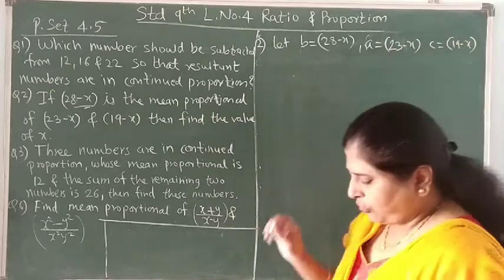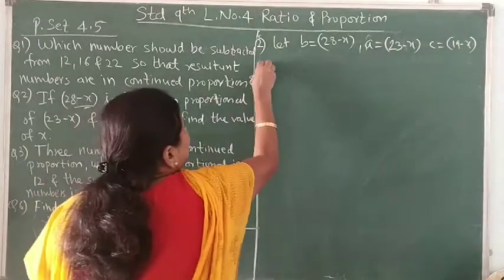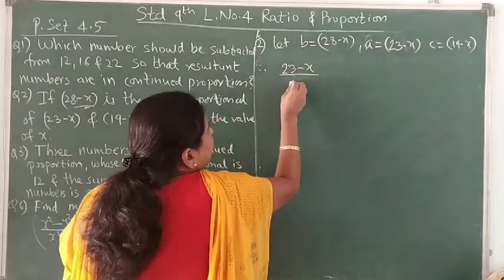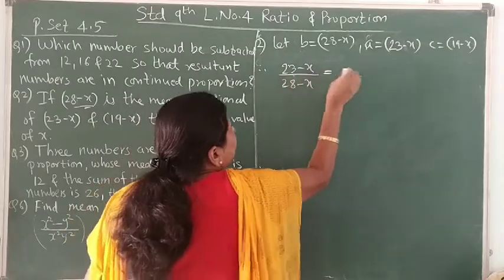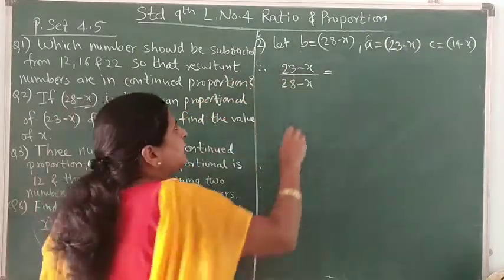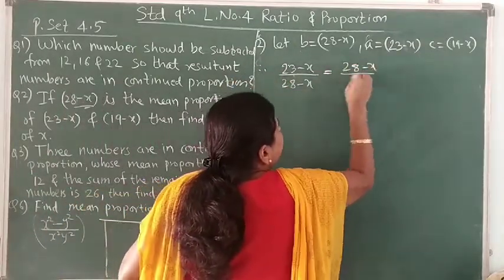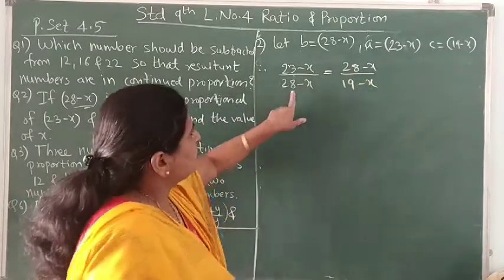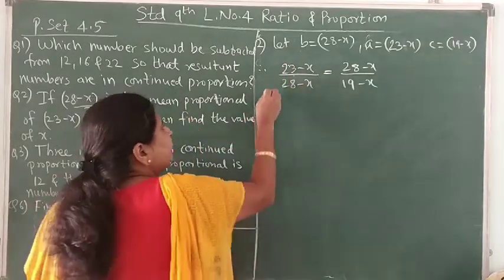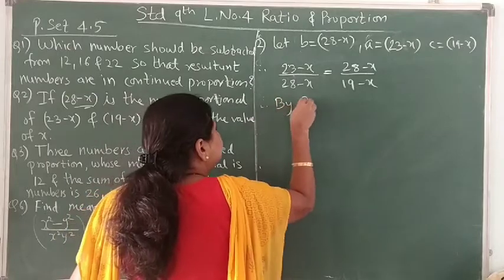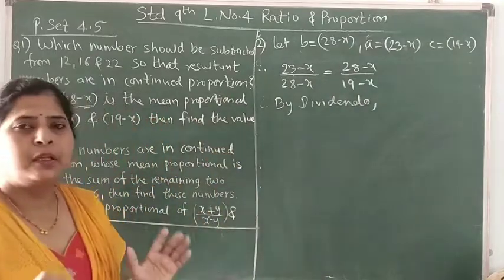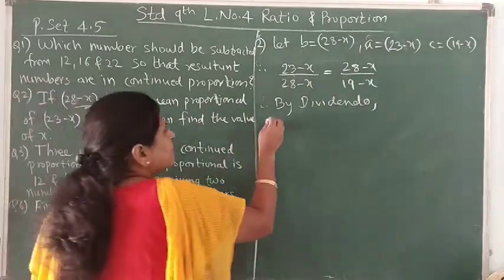So if you want to use the dividendo method, we can say that A upon B, therefore A is 23 minus x upon B, that is 28 minus x, that equals B upon C. So here what we are doing, A upon B is equal to B upon C, that is 28 minus x upon 19 minus x. So this 28 minus x, which is B, is the mean proportional of these two. Okay, so instead of doing this cross multiplication with bigger numbers, let's do dividendo to reduce the terms in this.